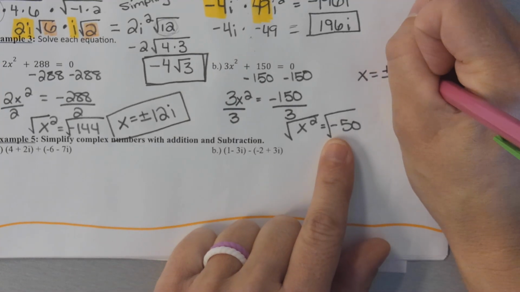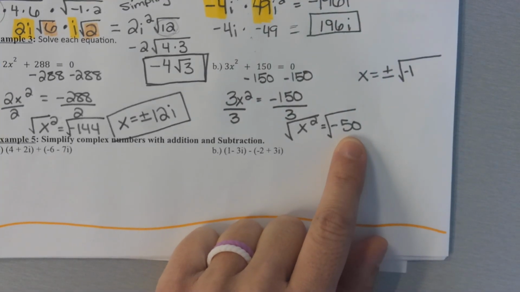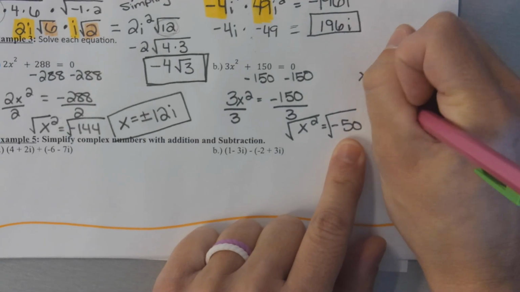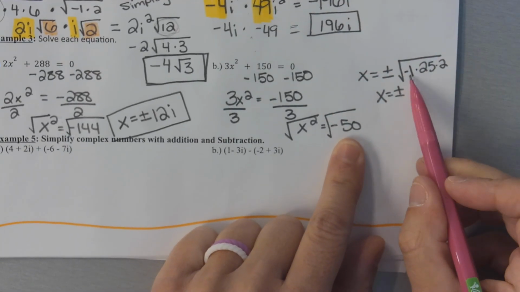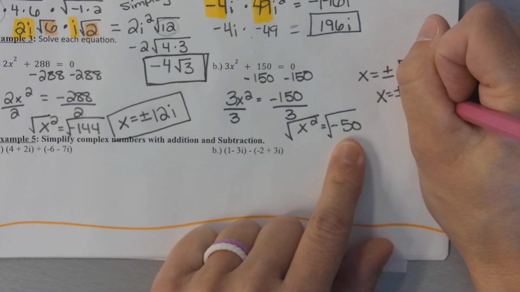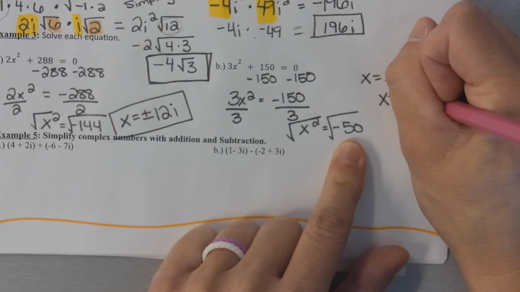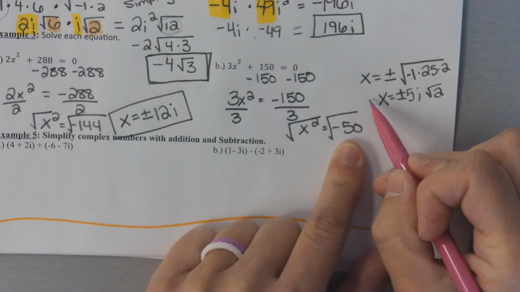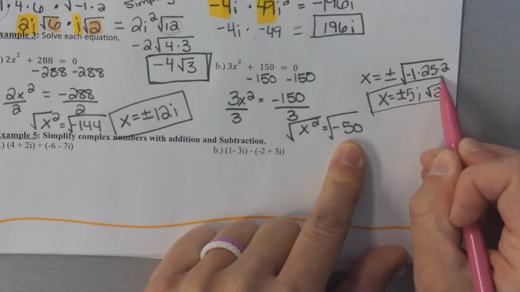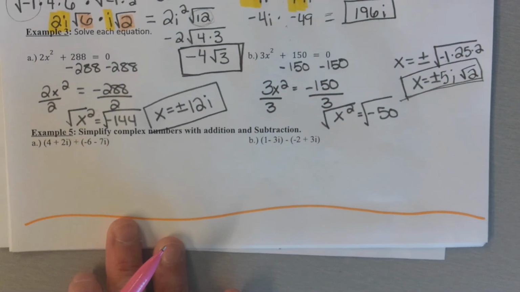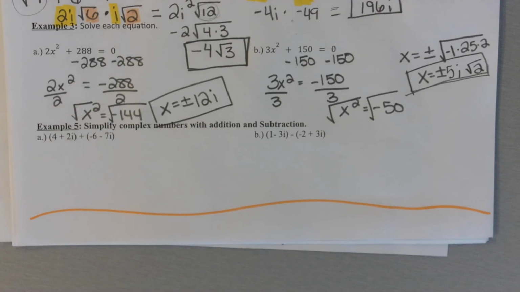I can break it into -1 times 50. 50 isn't a perfect square, but what divides in that is a perfect square? 25. So x equals plus or minus, what's the square root of -1 by definition? i. What's the square root of 25? And then I can't take the square root of 2 and have it be nice, so it lives on underneath. So this would be my final answer. So we are kind of getting into the point where we're not going to get nice answers like 7 or 12. Like we're going to start getting stuff that has i's in it.